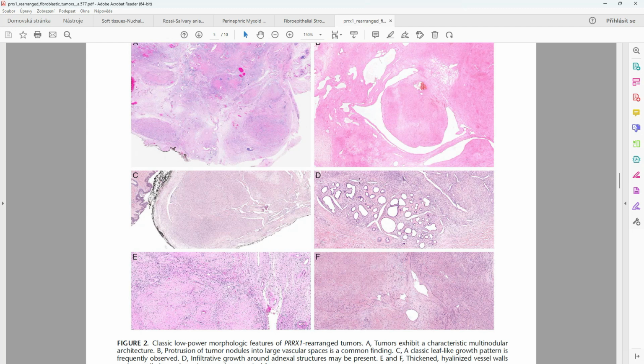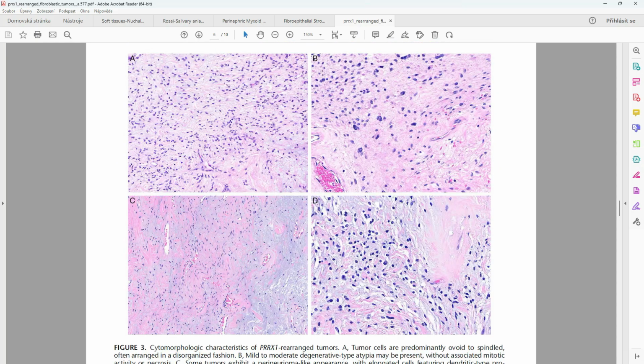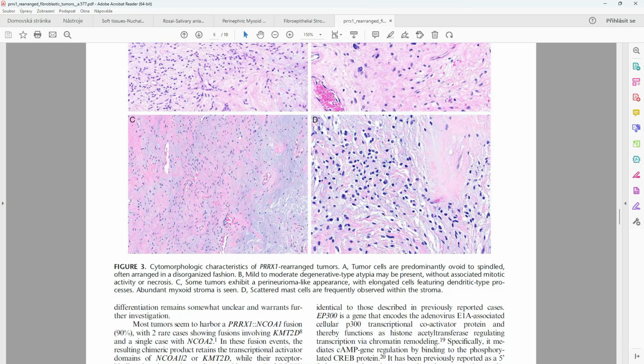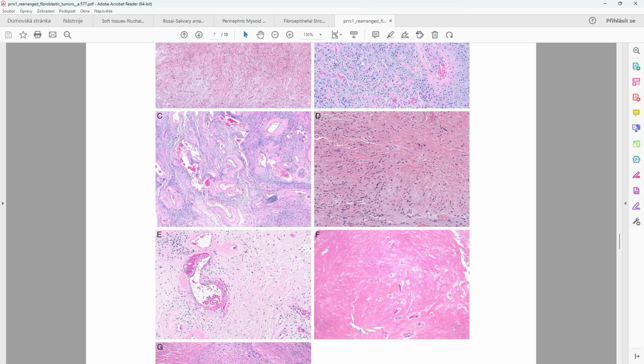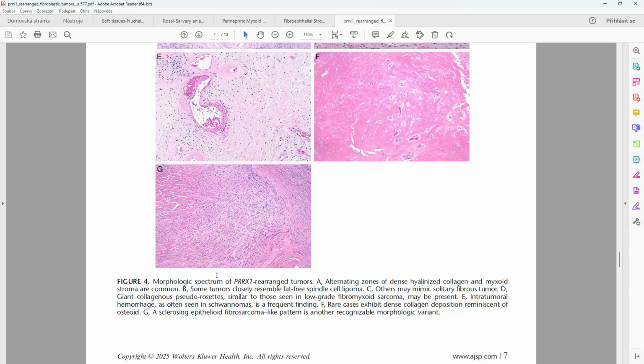Actually, I think this is my case, which I contributed. This was a case from the shoulder, a young female, and morphology is very similar to what we see in our case. Looks a little bit maybe like ossifying fibromyxoid tumor, solitary fibrous tumor. Often you have these hyalinized vessels, which I think was also in our case here.